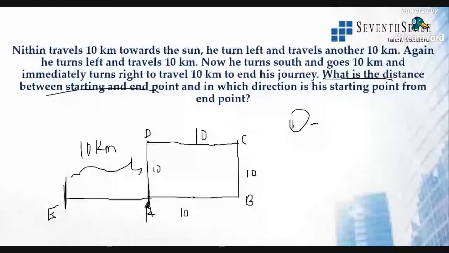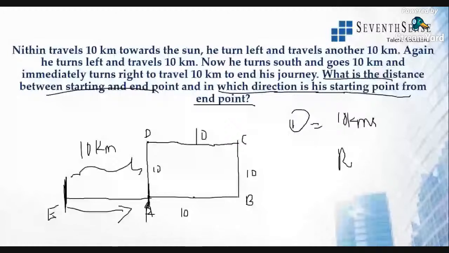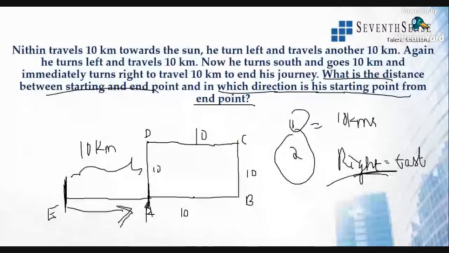Now understand this point. In which direction is his starting point from end point? This is his end point. From the end point, his starting point is in this direction. That is the right side. Your right, in the sense it will be to the east. So from end point, the starting point is towards east. That is nothing but right side.